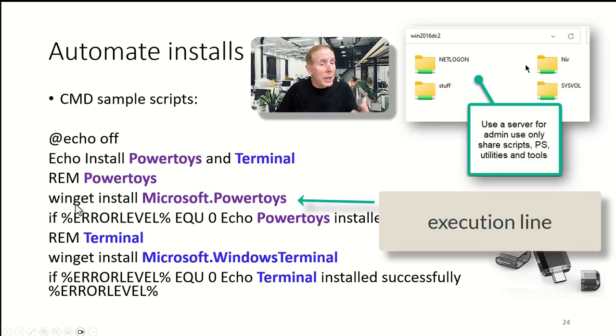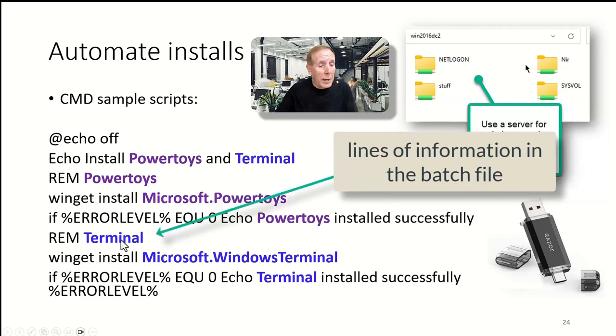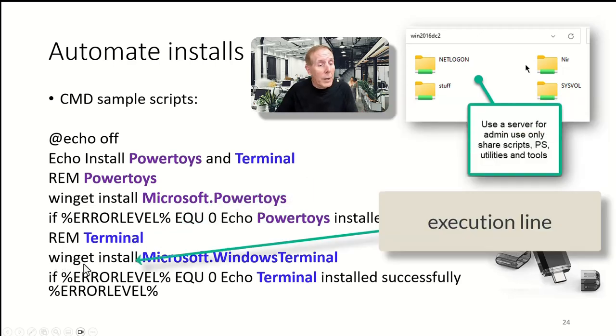Where you get to the actual action is where you get into Winget install, and then we have Microsoft.PowerToys. That's going to install your Microsoft PowerToys. And we have some error level handling, which displays things on the screen, which is very nice if you use this batch file. You get a lot of good information on the screen. And then we come down again. This is just information, rem terminal.